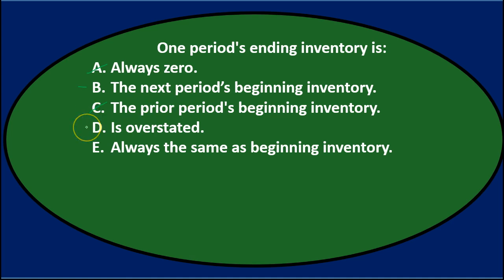And then the next one, D, says is overstated. One period's ending inventory is overstated. I don't know how exactly we would know that from the question, so that doesn't quite apply. And then the last one, E, always the same as beginning inventory. So we're going to say the ending inventory is always the same as beginning inventory. Again, that doesn't sound quite right. I would think it would change from time period to time period. So we're left with B here. And so if we take a look at the question and answer one more time, one period's ending inventory is B, the next period's beginning inventory.